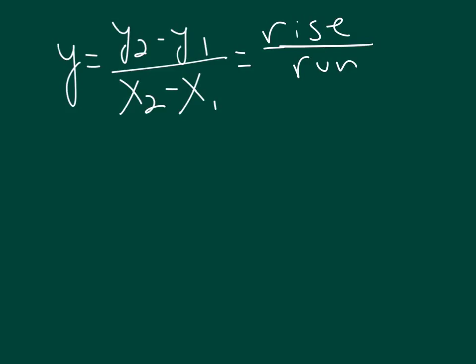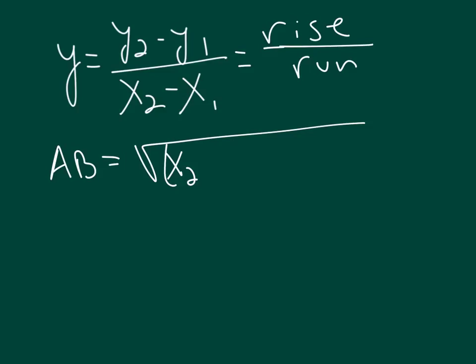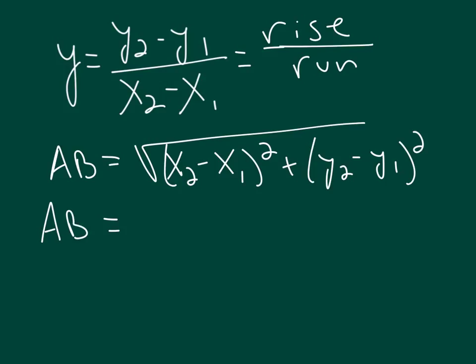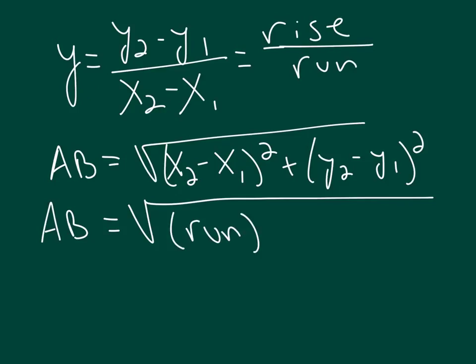So instead of thinking of it as AB equals the square root of (x sub 2 minus x sub 1) squared plus (y sub 2 minus y sub 1) squared, if this helps you remember it, and this is sometimes how I remember it, because this is definitely ingrained in my head, you might want to look at it as run squared plus rise squared.